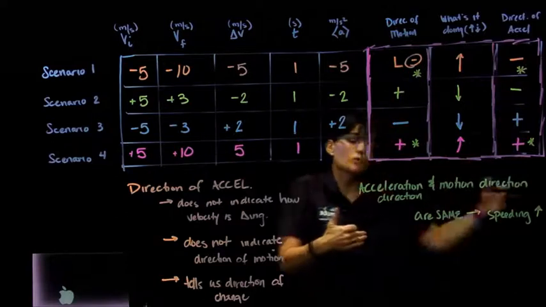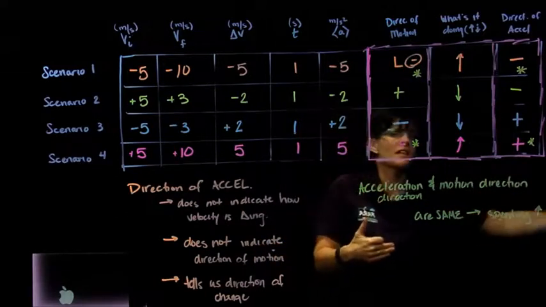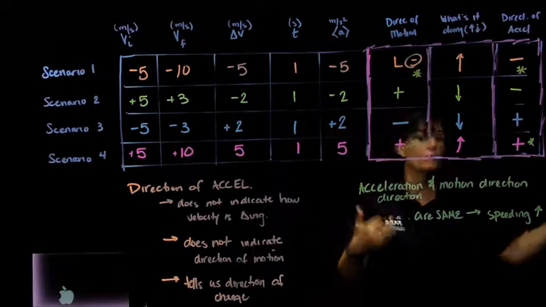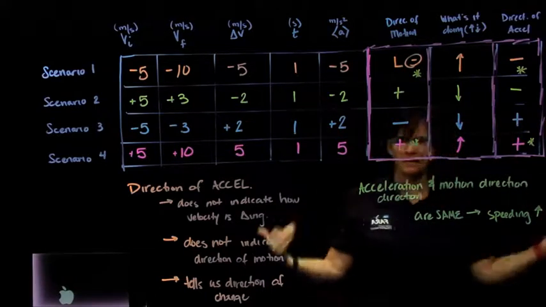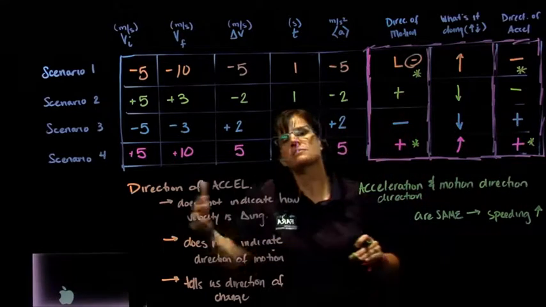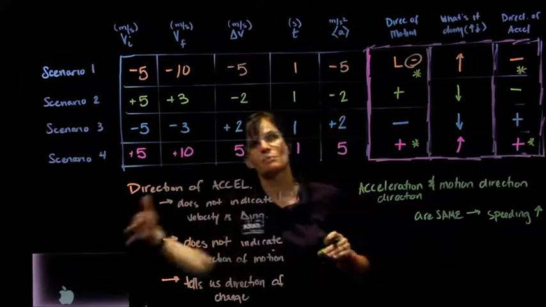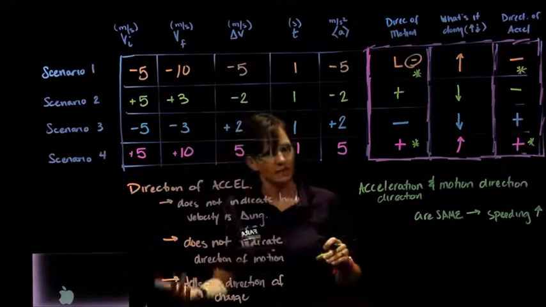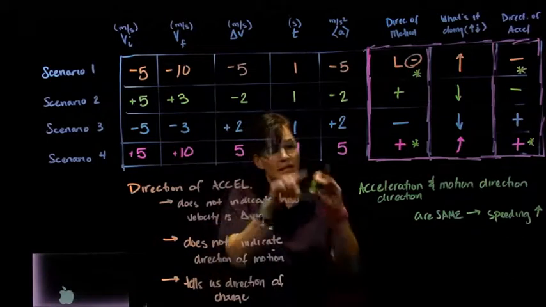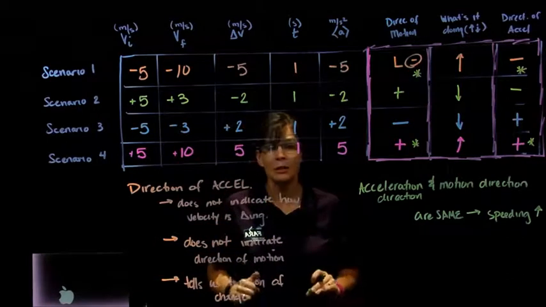So in both these cases, the object speeds up. I'm moving to the right and I'm changing my velocity to the right. I'm making those numbers more and more right. I'm getting faster. I'm moving to the left and I'm changing velocity to the left. I'm making those numbers more and more negative. I'm getting faster. So when the acceleration and motion are in the same direction, we speed up.